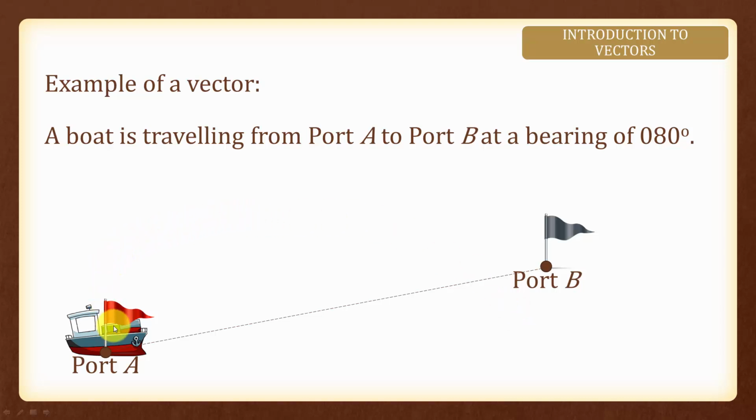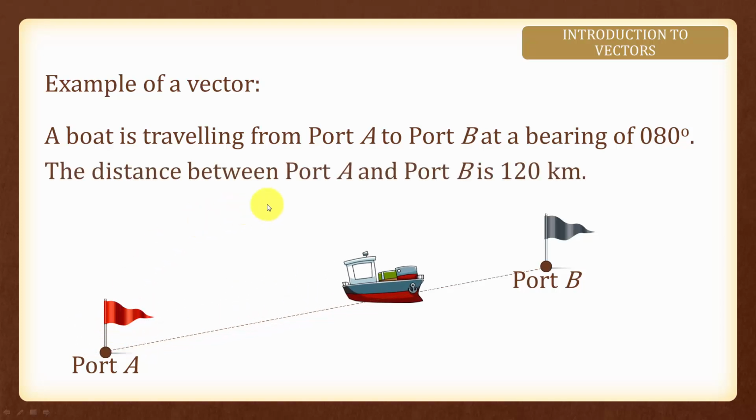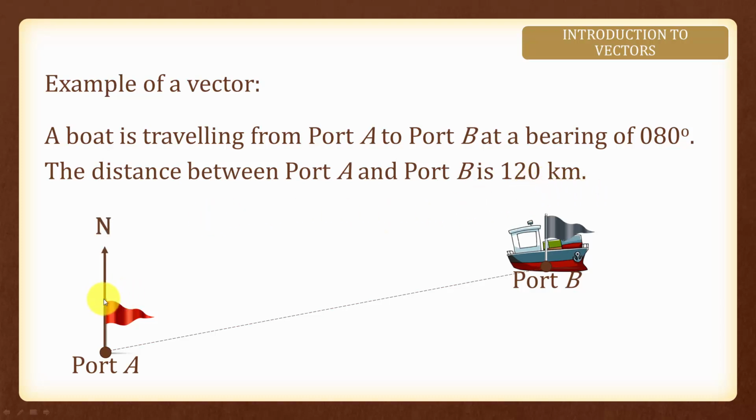Here we have a boat traveling from port A to port B at a bearing of 80 degrees. The distance between port A and port B is given to be 120 kilometers. Here we will go 80 degrees clockwise from the north, and this will give us the bearing, while 120 kilometers is the distance. In this case, we have both direction and magnitude. The direction being the bearing and the magnitude being the distance.